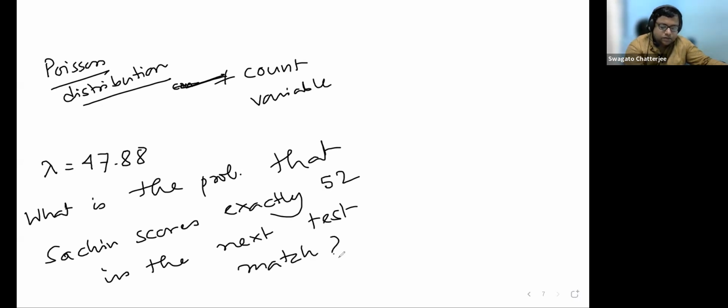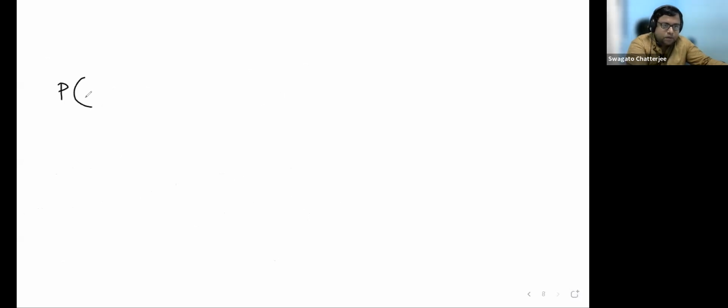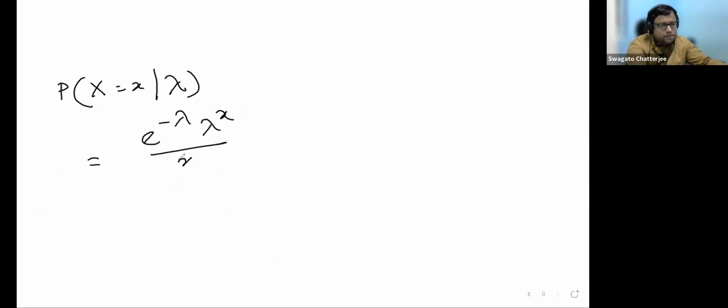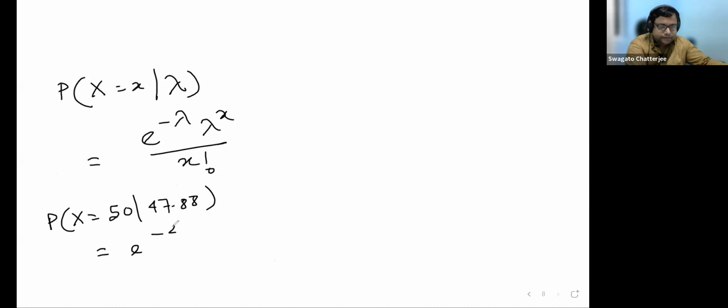Let's see if I ask you this question. So the formula for that is the probability of x equal to small x, given this lambda, is e to the power minus lambda, lambda to the power x by x factorial. So in this particular case, probability of capital X equal to 50 given 47.88 will follow that formula. Now, all of these things we will not do by hand. The computer will do it.